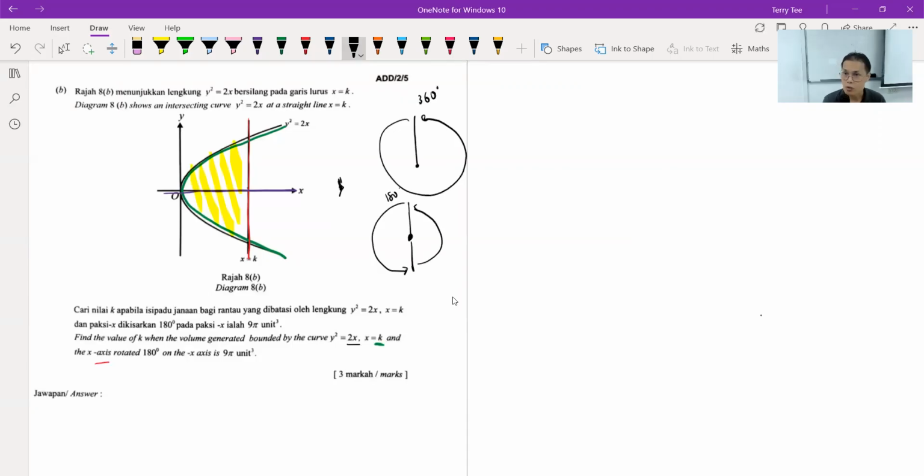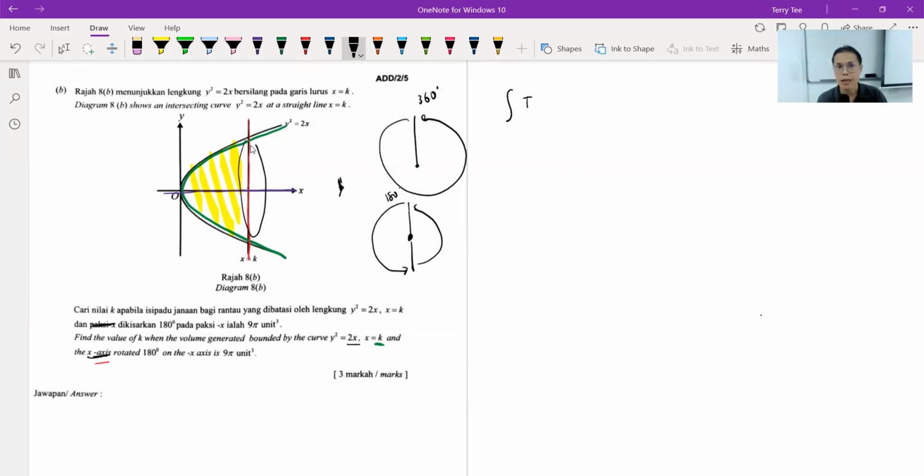So this is your shaded region, the region bounded by the curve and the line x equals k. Like I said, you should ignore the x-axis in the question. Maybe it should not mention the x-axis here. And when you rotate 180 degrees, you get a complete solid. So there's no difference whatsoever to your formula when you calculate.